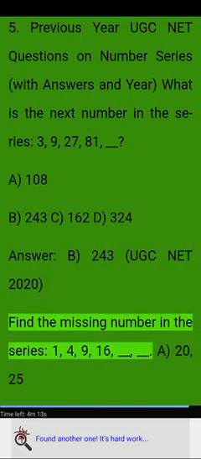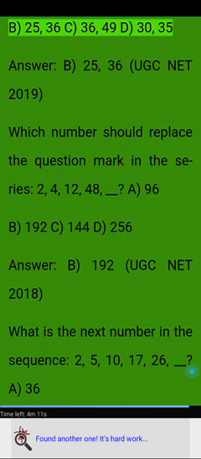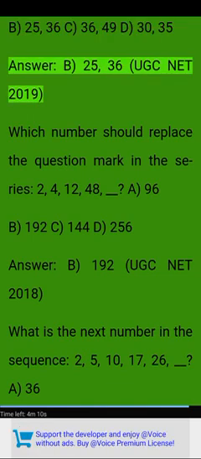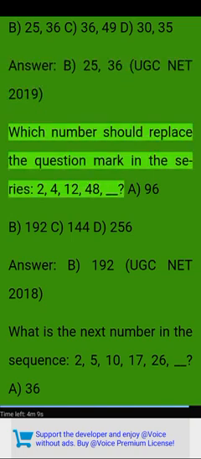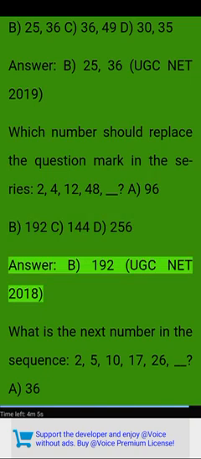Find the missing number in the series: 1, 4, 9, 16, ___, ___, 25. A, 20. B, 25, 36. C, 36, 49. D, 30, 35. Answer: B, 25, 36, UGC NET 2019. Which number should replace the question mark in the series: 2, 4, 12, 48, ___. A, 96. B, 192. C, 144. D, 256. Answer: B, 192, UGC NET 2018.